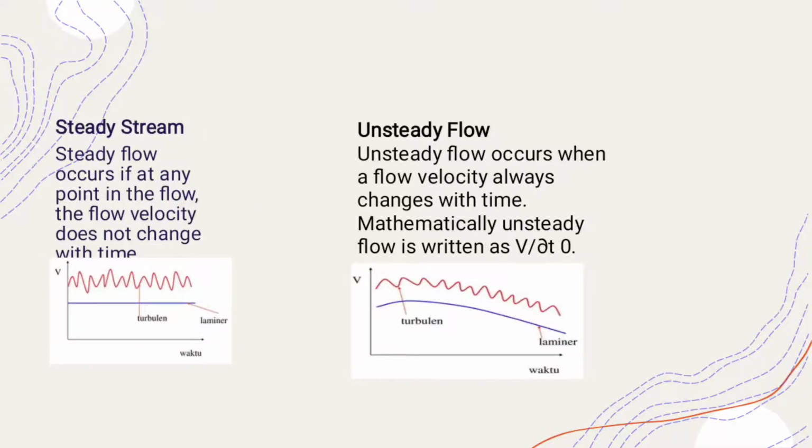Steady flow. Steady flow occurs if, at any point in the flow, the velocity doesn't change with time. Unsteady flow. Unsteady flow occurs when the flow velocity always changes with time. Mathematically, unsteady flow is written as the equation.